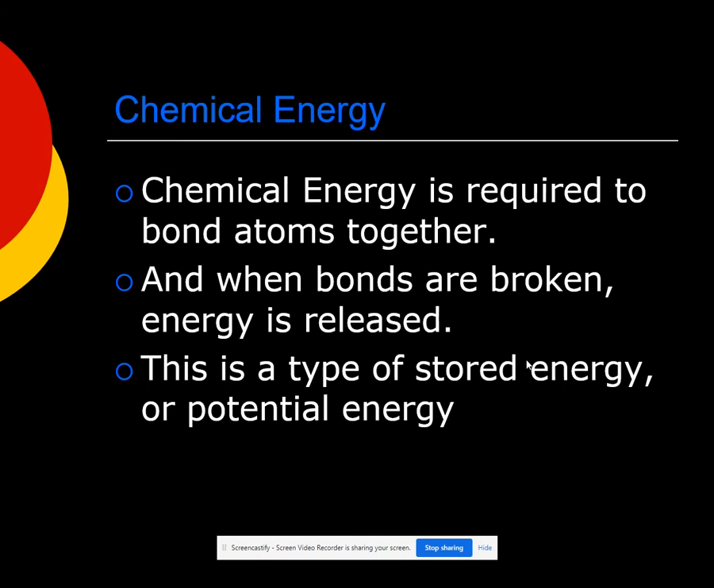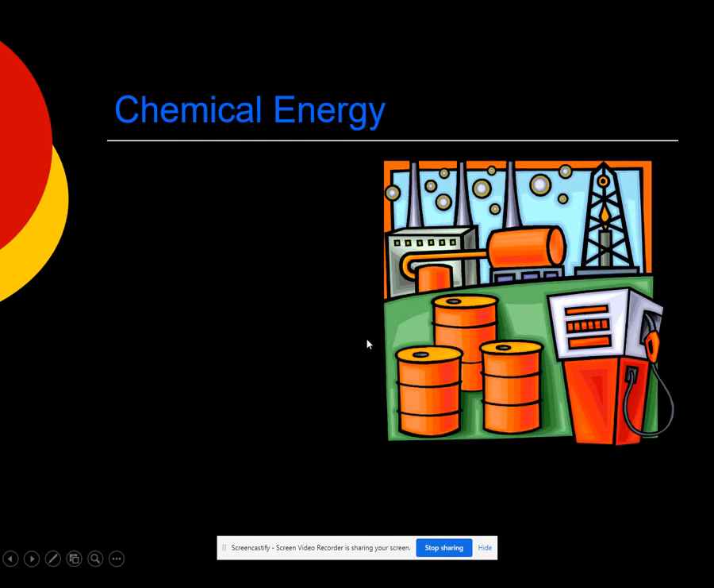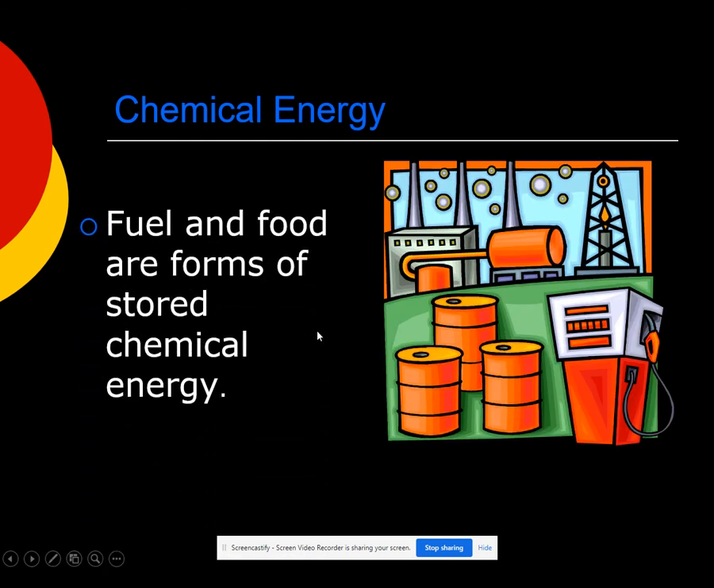So think of an exothermic reaction. If it's just sitting in the compound, it's stored in those bonds. But once we start to break those bonds, it's released as thermal energy. So that way it's converted to kinetic energy. And as we said before, fuel and food are the classic forms of stored chemical energy.